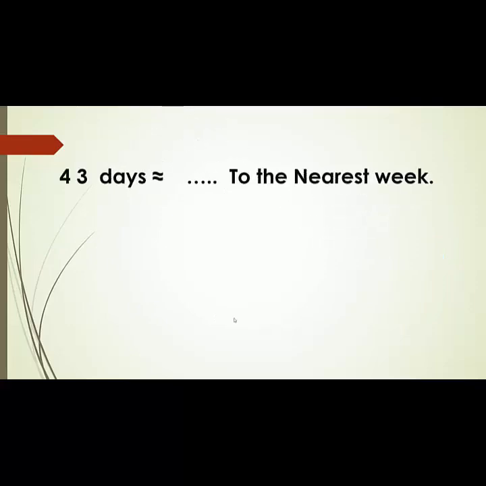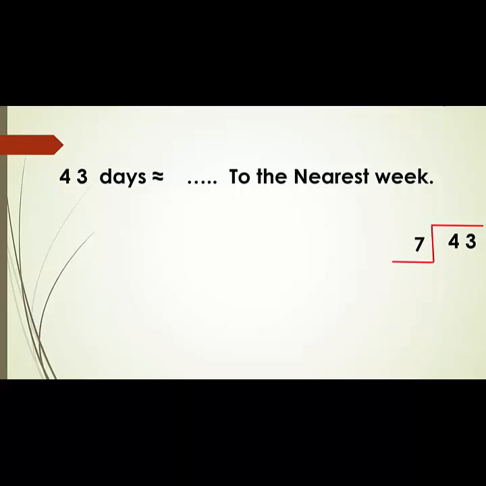Now I have 43 days. I want to approximate to the nearest week, teacher. To the nearest week, my students. Here days is small, week is big, teacher. When I want to convert from small to big, I make division. So I'll divide 43 by what, teacher? How many days, my students, in the week? Yes, 7 days in the week. So I will take 43 divided by 7.